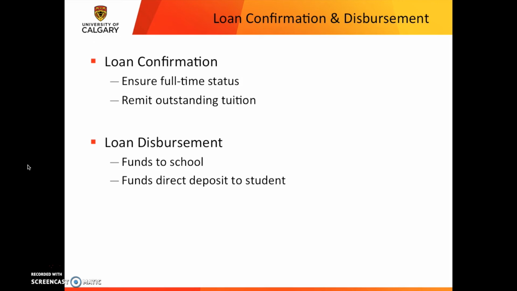Finally, your loan comes to your school for confirmation. It's during this time that we check to ensure you're registered full-time for studies, and we remit any outstanding tuition for the term. Once this happens, your loan is dispersed. If we've remitted funds, they come to us, and any excess goes directly to you via direct deposit on your student account.